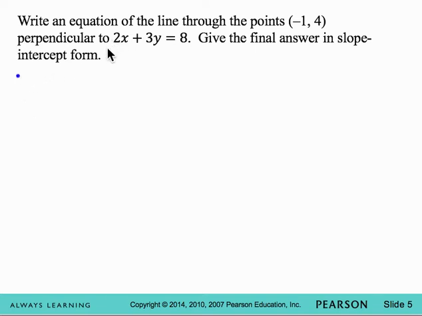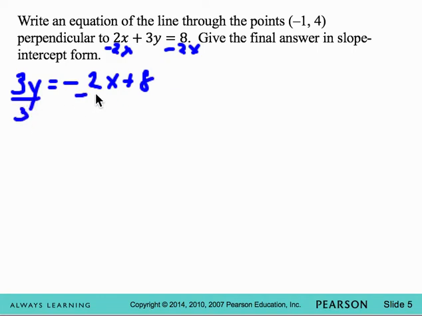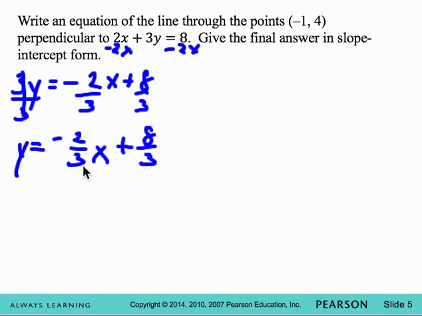I'm going to solve it for y. So let's subtract 2x from both sides, which will give me 3y equals negative 2x plus 8. Let's divide by 3. That gives me y equals negative 2/3 x plus 8/3. That means the slope of this line is negative 2/3. That means the slope of the line that I want must be positive 3/2.